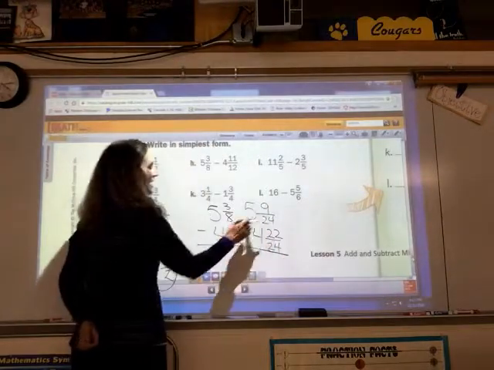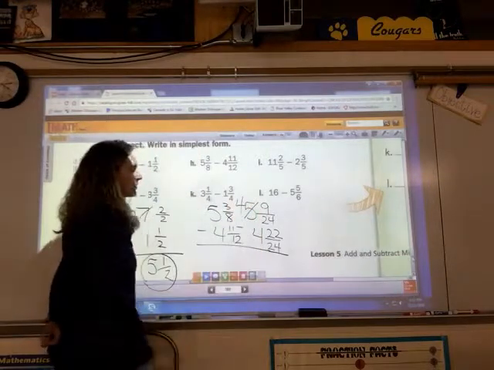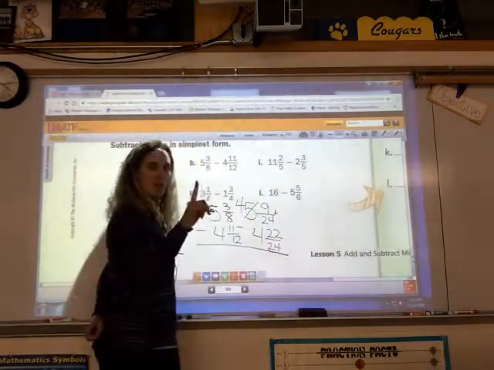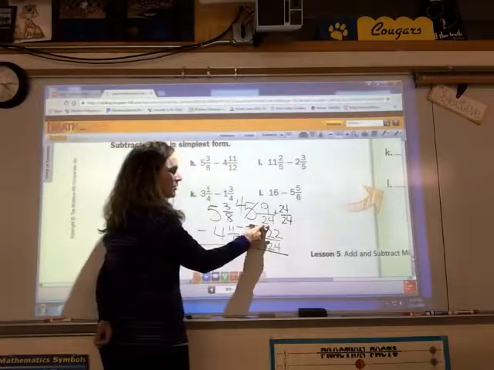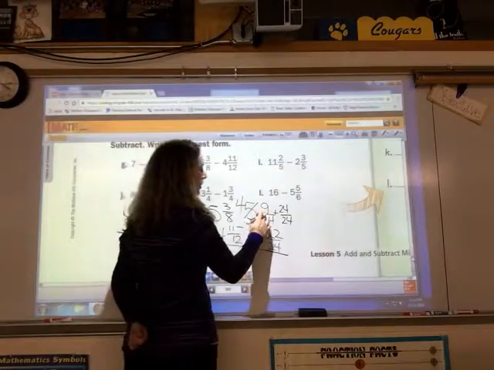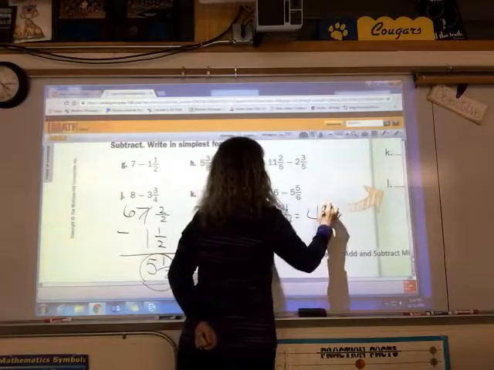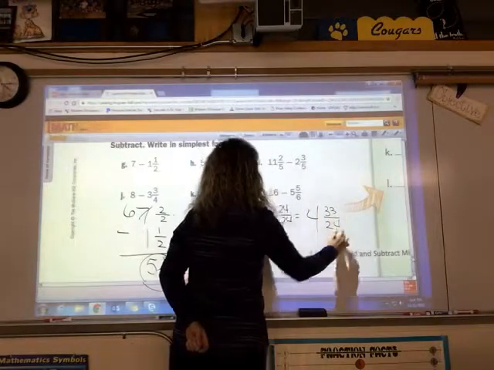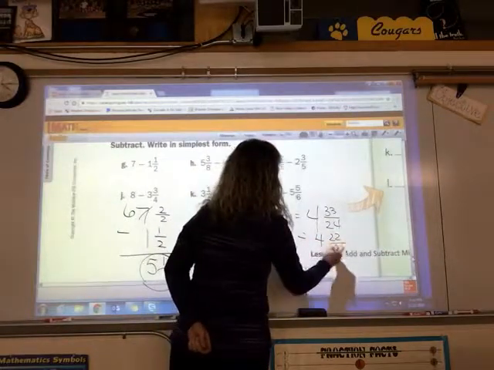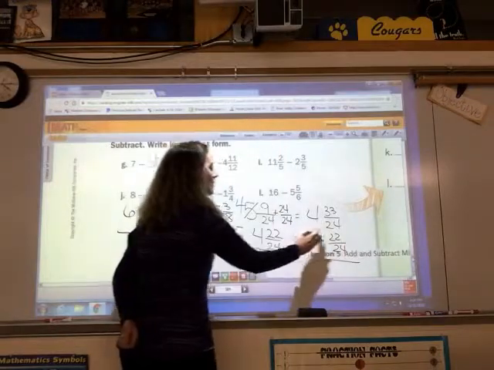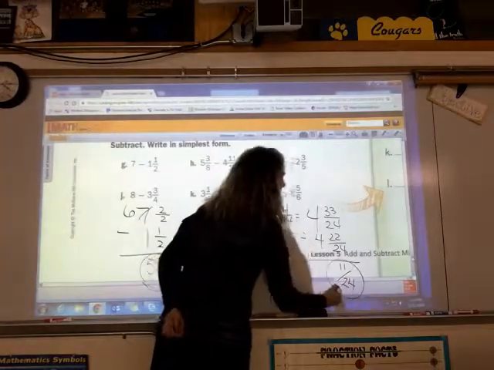Now, as I take a look, I can't take 9 minus 22, so I'm going to borrow from the 5. I'm going to borrow 1, and that becomes a 4. I'm going to add on one whole number, but I'm going to call it 24 over 24. Again, I'm doing that because my denominator was 24, so I'm leaving it. 24 plus 9 would give us 33. So I have 4 and 33/24 minus 4 and 22/24. So 33 minus 22 would be 11/24. 4 minus 4 is 0.